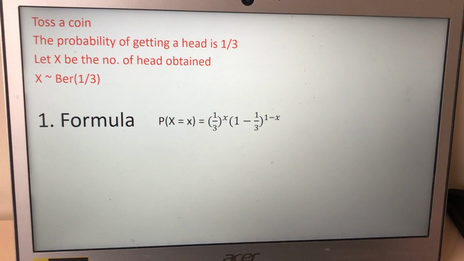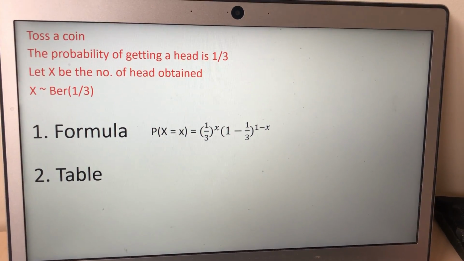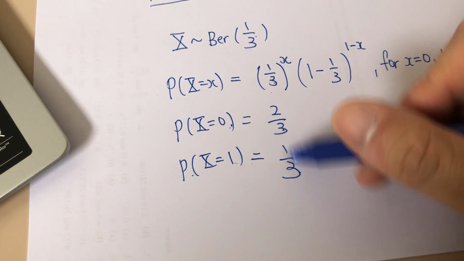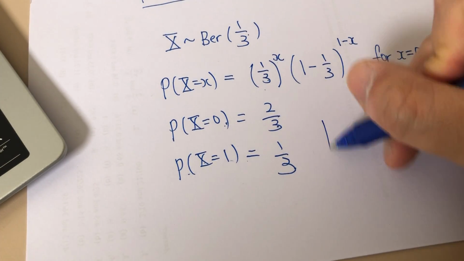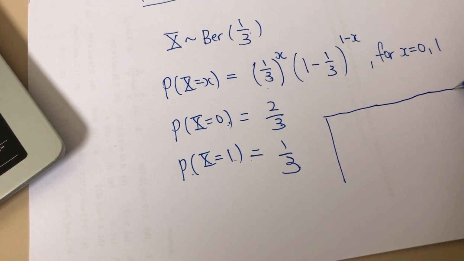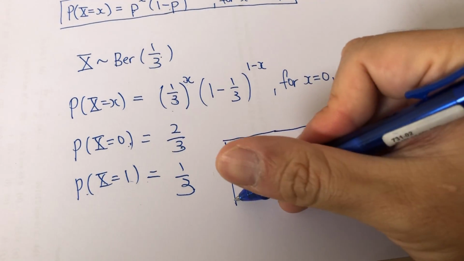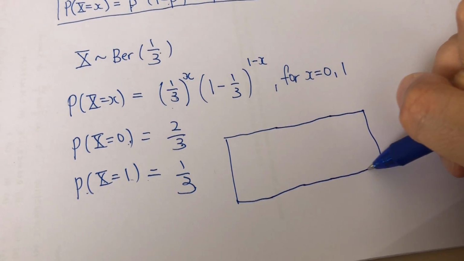Okay? The second way to describe the probability is using a table. As we know all this probability already, you could easily draw a table. Oh, forgive me for not using a ruler.